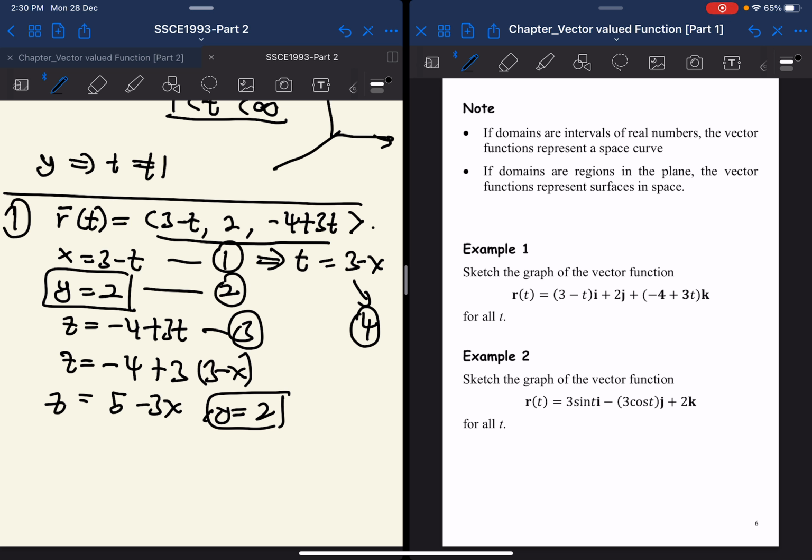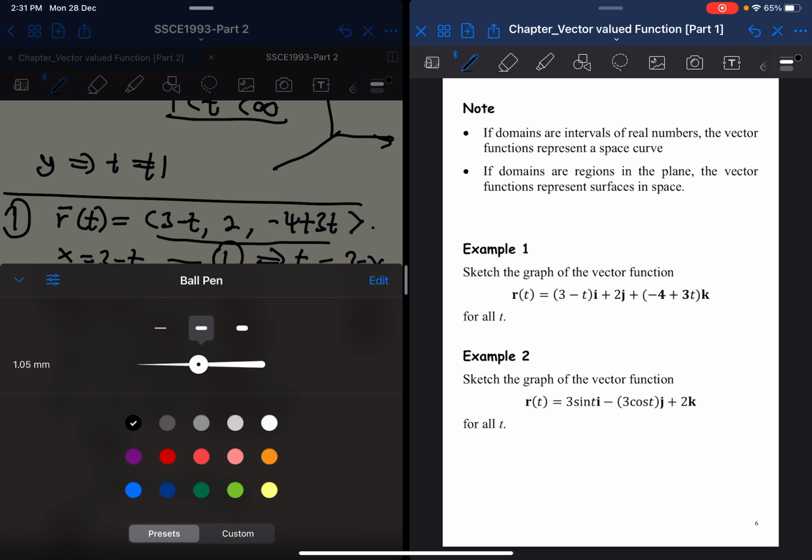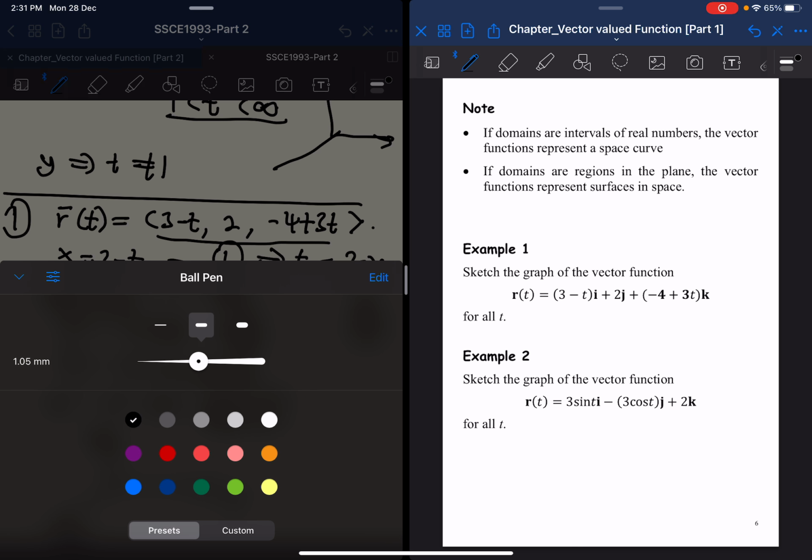Previously we have a plane like this, with axes y, x, z. So how can we get the graph for the given vector function? You have to convert from the parametric equation into Cartesian coordinates, meaning there are no more terms in t here. From here you will actually get a new axis.